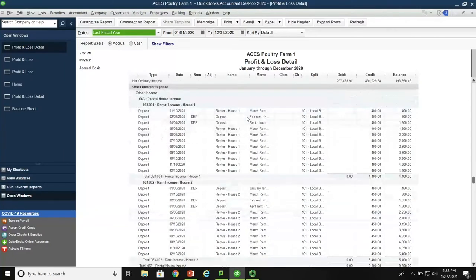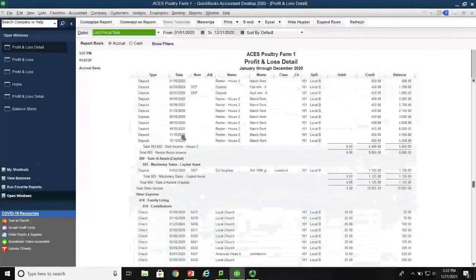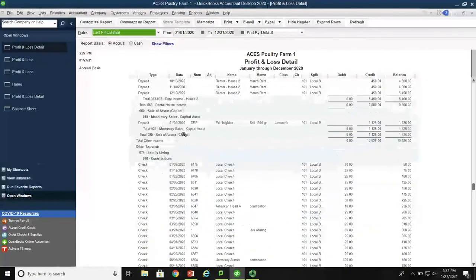Also, this particular farm has two rental properties as part of their farm operation. We have rental house number one and rental house number two. Here are the deposits for all the months that they received rental income. Coming on down, we've got machinery sales. This is where we sold some livestock to our neighbor.